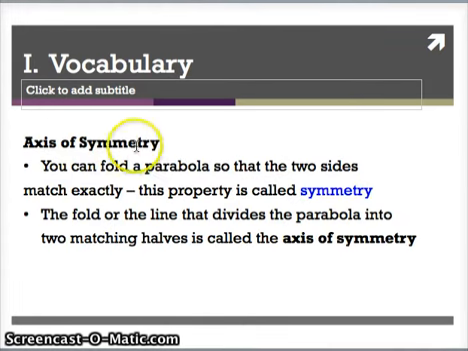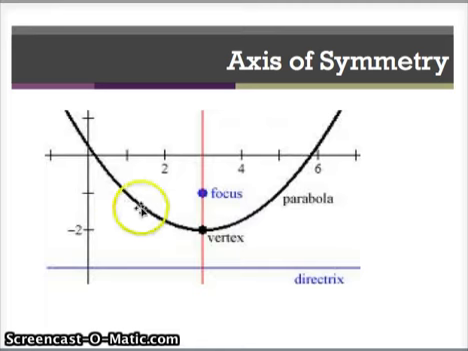The second vocab term is something called the axis of symmetry, which is the line that you can fold your parabola on so that it has two sides that match exactly. It's basically the middle of your parabola. So if you look at this parabola here, the line in red would be the axis of symmetry because it's right there in the middle.